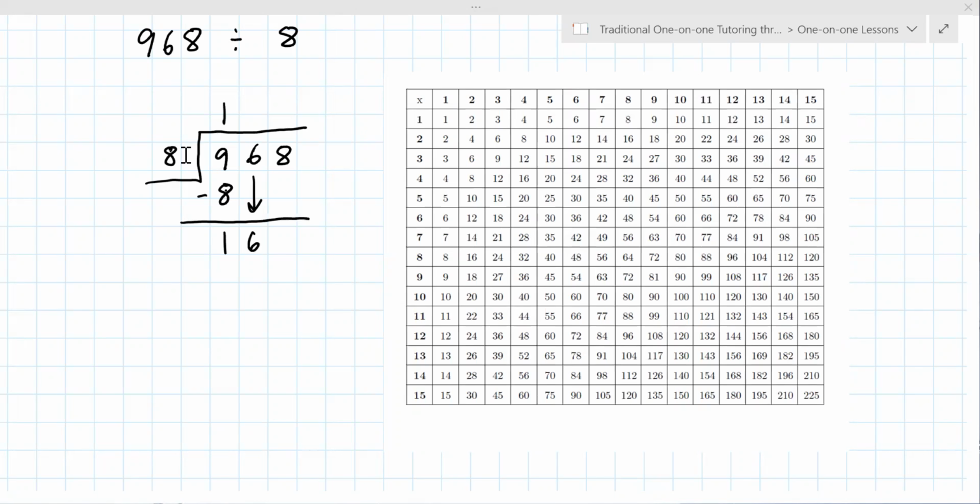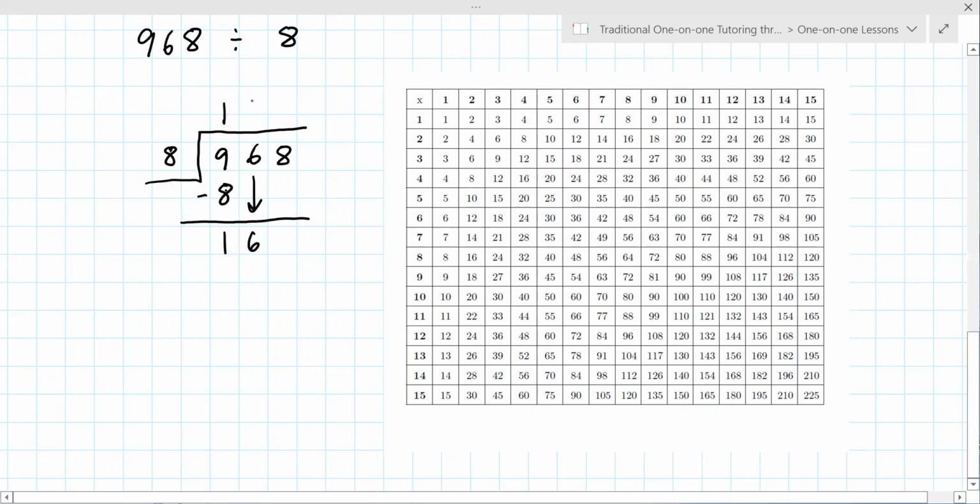How many times does 8 go into 16, Zoe? 2 times. 2 times 8 is 16. When you subtract, you get 0. Generally, don't write the 0. You leave it blank. Bring the 8 down.